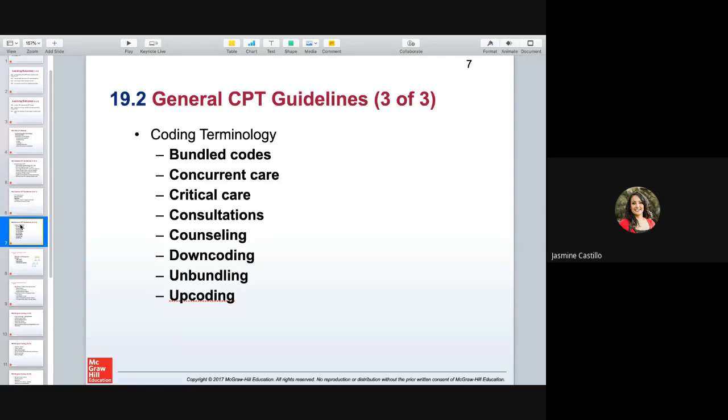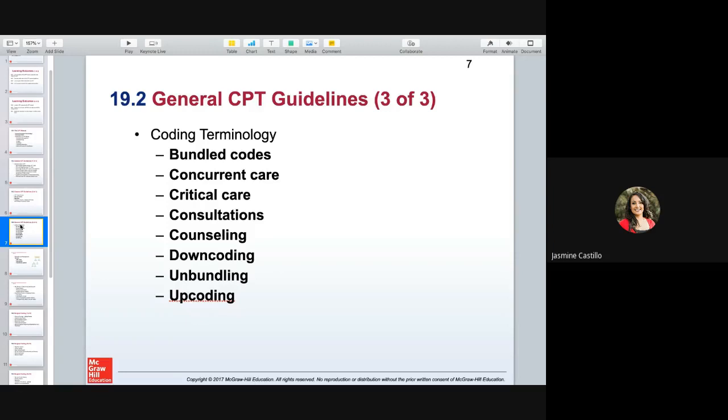The only time a service can be considered a consultation is if it has the 3 R's present, and the 3 R's are request, which is from another practitioner, record, which is recording the documentation, and the findings and the recommendations. And then the last R is report, and that's reporting back to the referring physician who referred the patient to you initially.